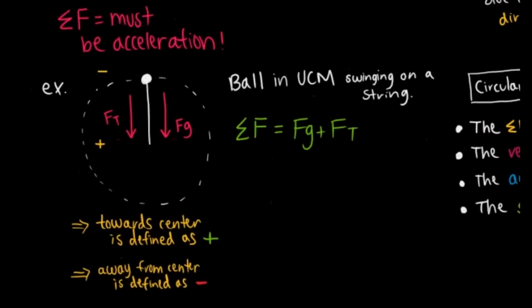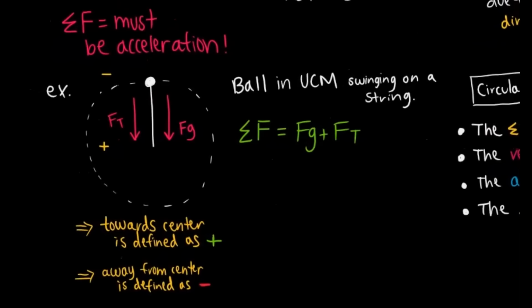So here is an example of that. We have a ball in uniform circular motion, and basically what you're doing is you're just swinging it on a string vertically, right? And then when it's at this moment, we've captured it. The net force on it is going to be Fg, the force of gravity pointing straight down towards Earth, and then the force of tension also pointing straight down because the ball is at its apex right now.